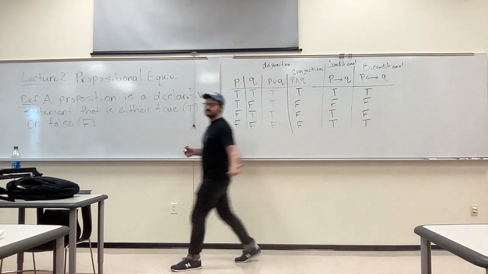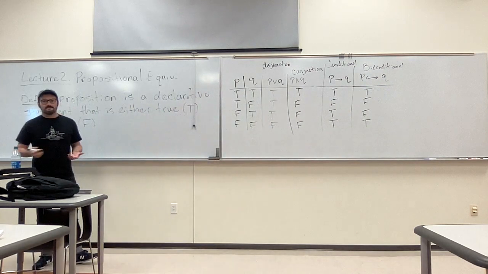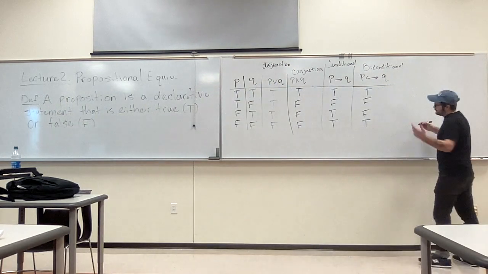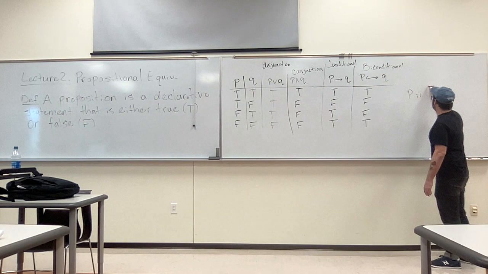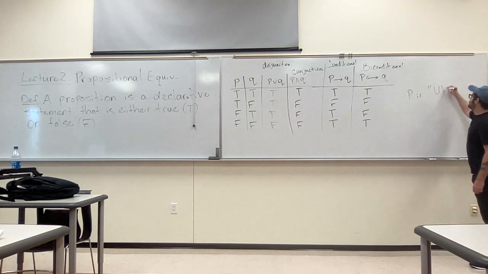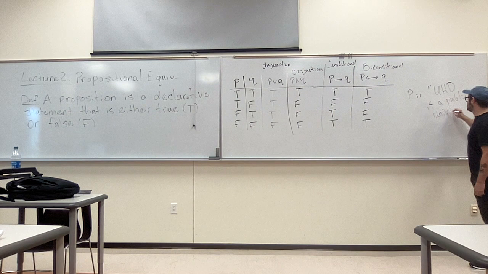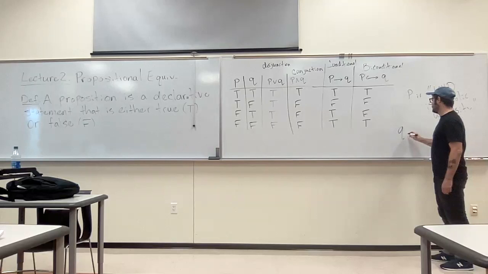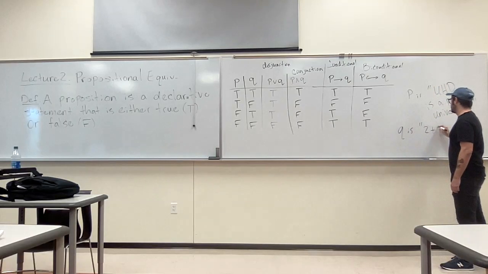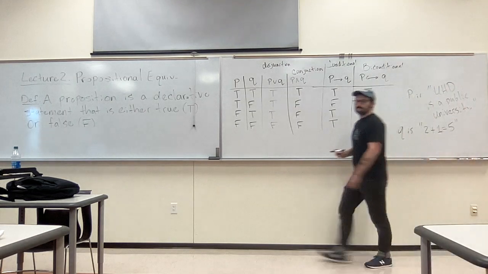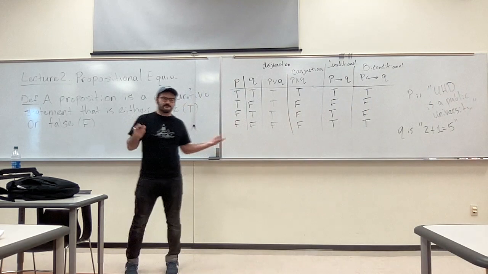Okay, so if the two propositions have the same truth values, then it's true. False otherwise. Just as an example, if P is the statement "UHD is a public university," and Q is the statement "2 plus 1 is equal to 5." Then we look at these and ask, do the definitions make sense more or less?